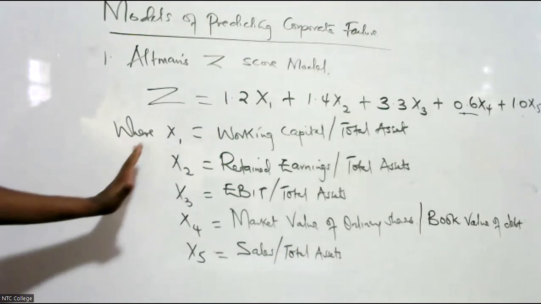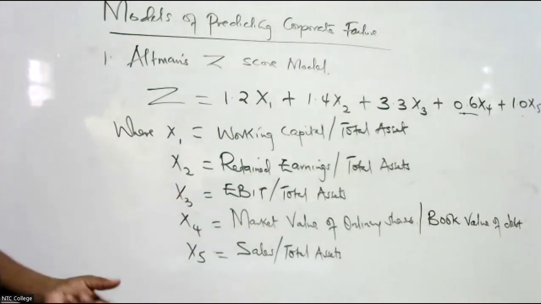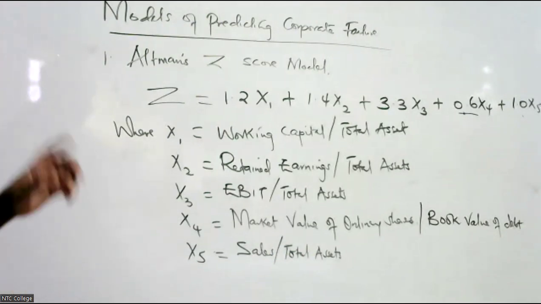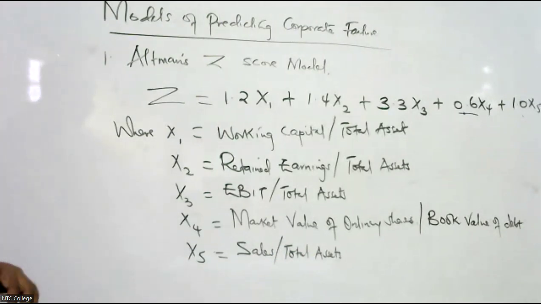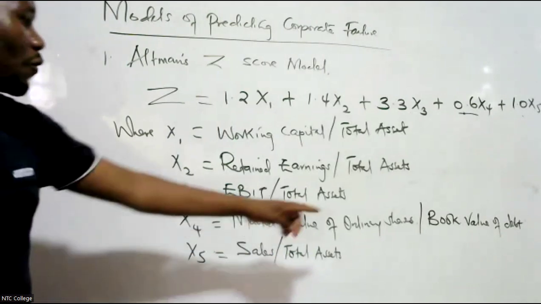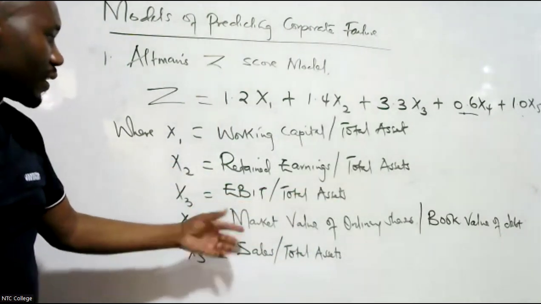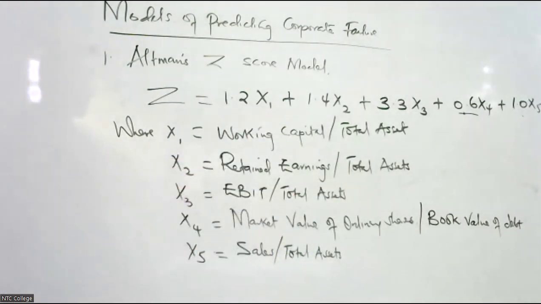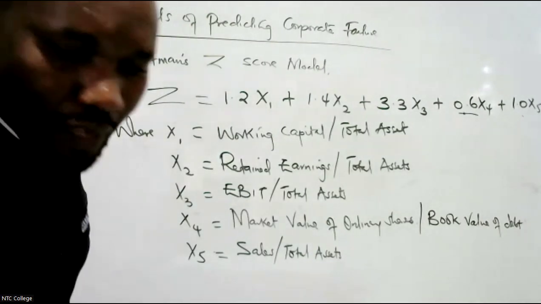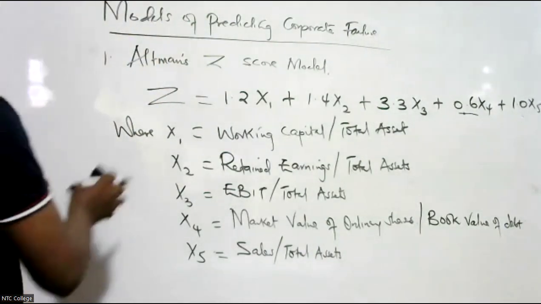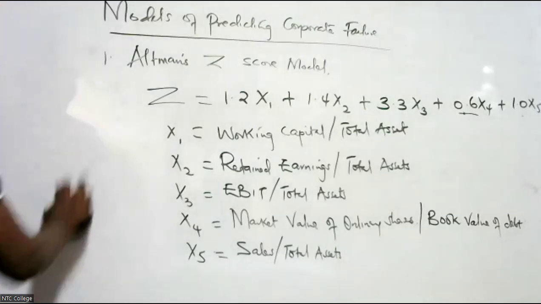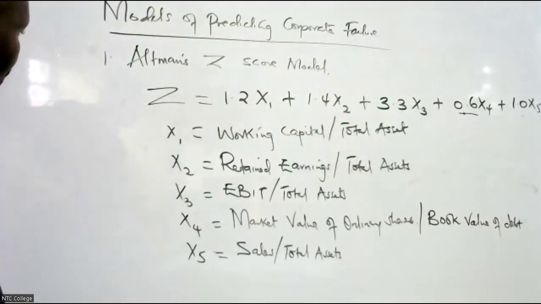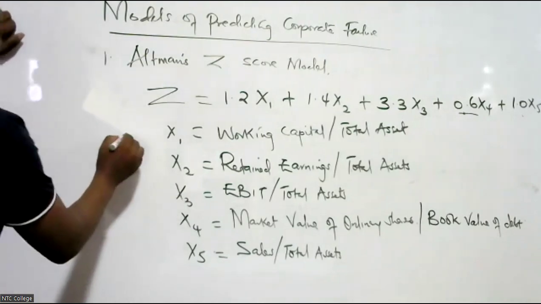So you need to master this. The only thing that is different there is the one that is over book value of debt, the ordinary shares. The rest are over total assets. There is a formula that you can use to cram this or to master it. You say this one means Waremas.